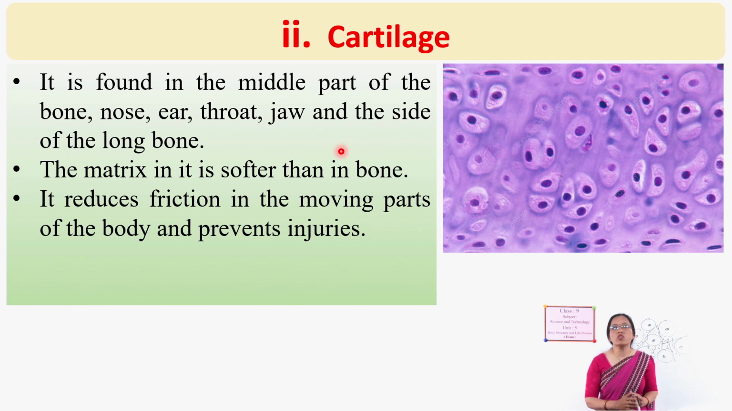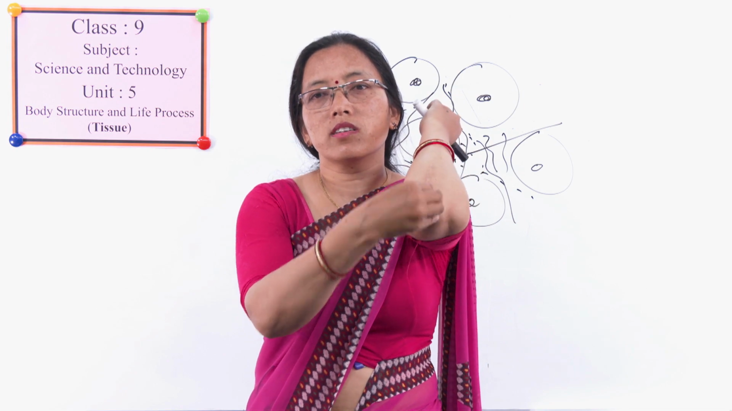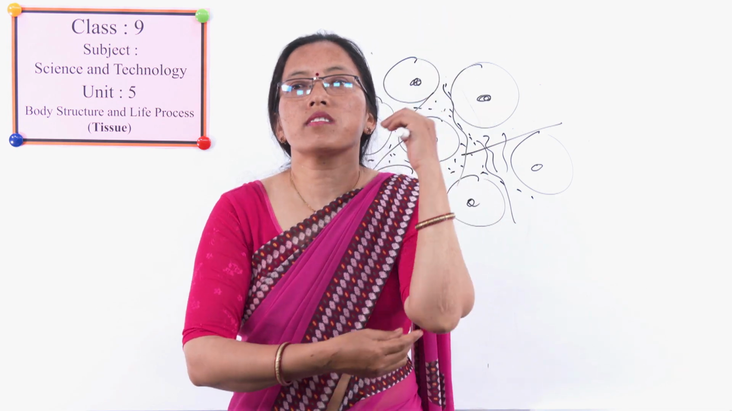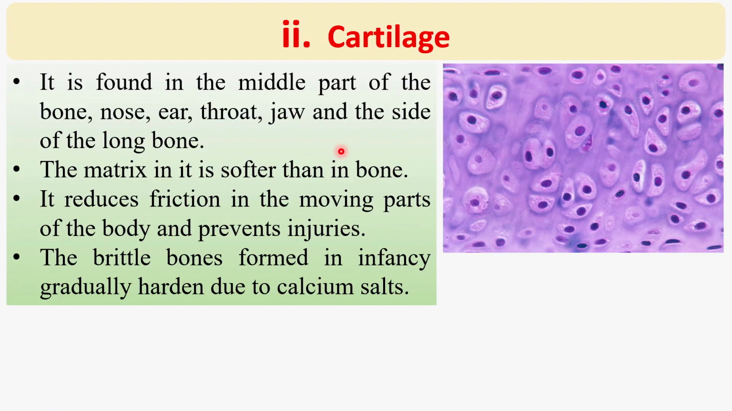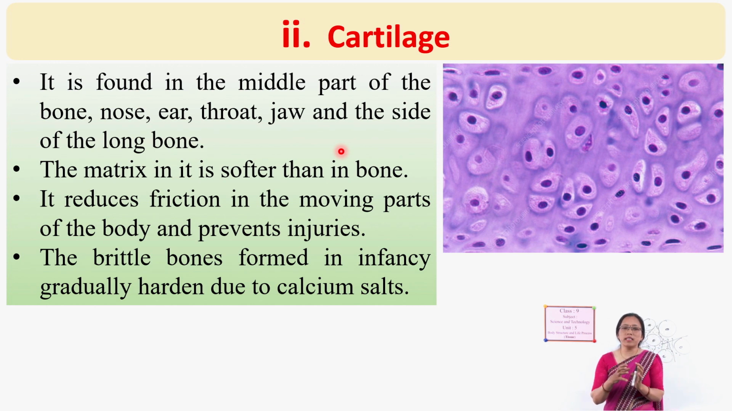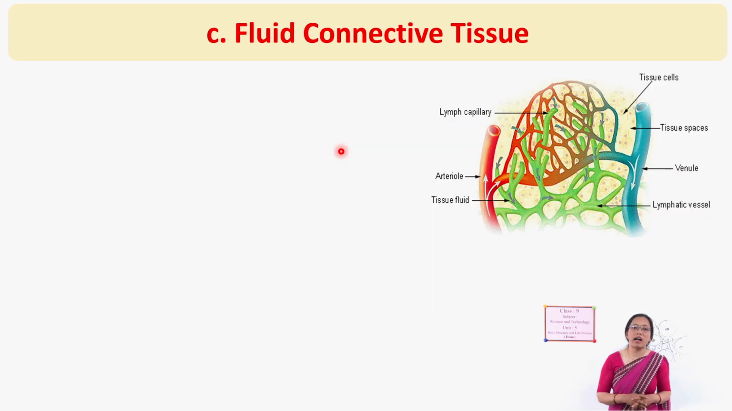It reduces the friction in the moving parts of the body and prevents injuries. Just like between two bones, one bone on this side and another bone on that side, there is a cartilage. Because of that, it reduces the friction between the bones during movement. And in the infancy period, bones are very soft in nature, but slowly, due to deposition of calcium phosphate and calcium carbonate, bones get harder and harder.